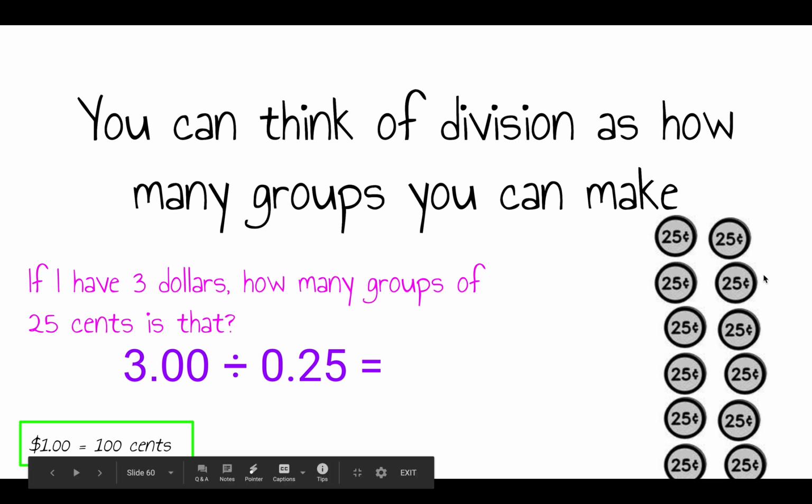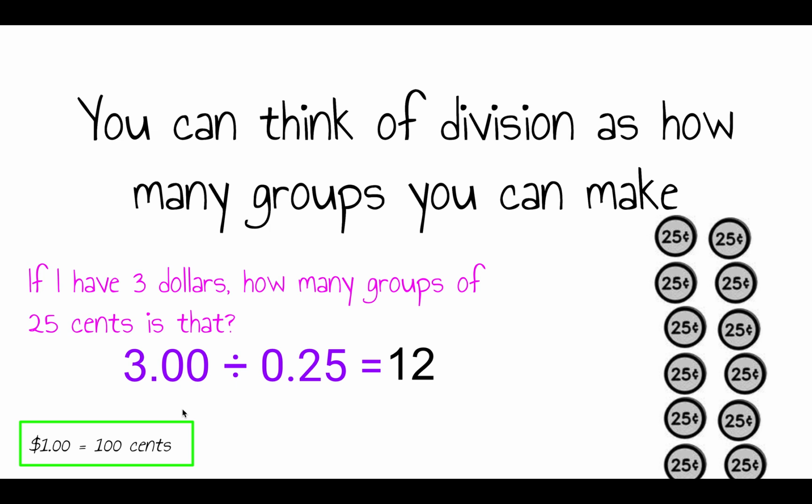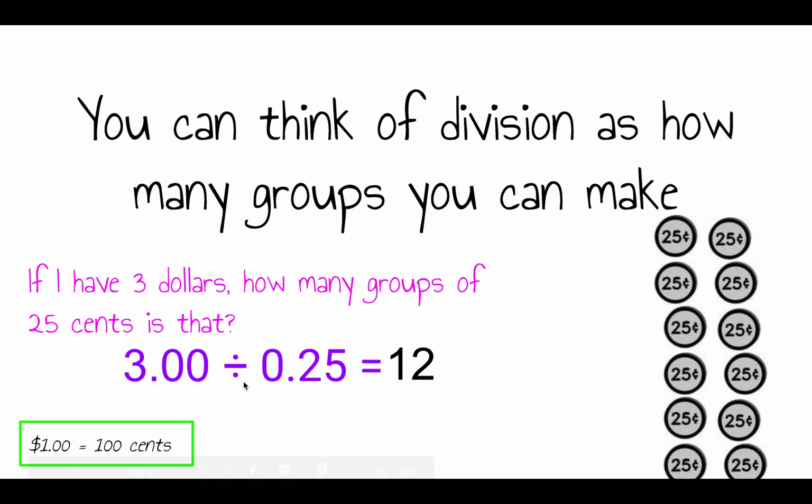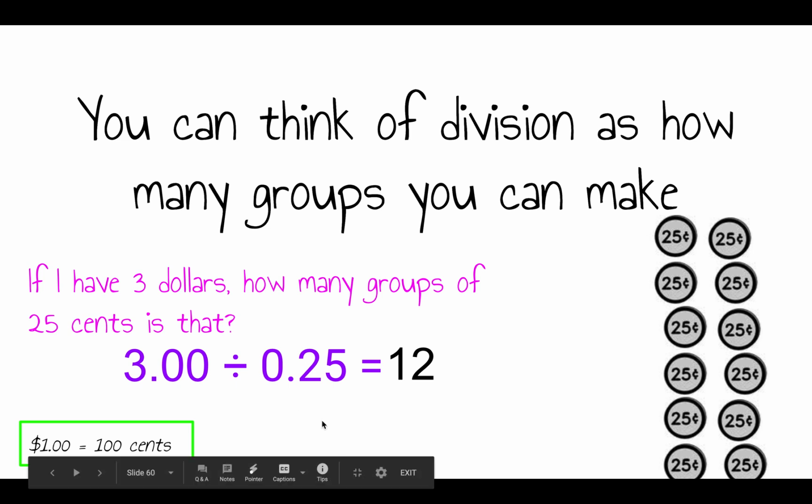So when I have $3, that means I have 12 groups of 25 cents each. Or you could say that there are 12 quarters in $3. So $3 divided by 25 cents is 12. You could think of it as you have $3, and if you go around giving people 25 cents, you can give 25 cents to 12 different people. So you're dividing up your $3 into 25-cent groups.